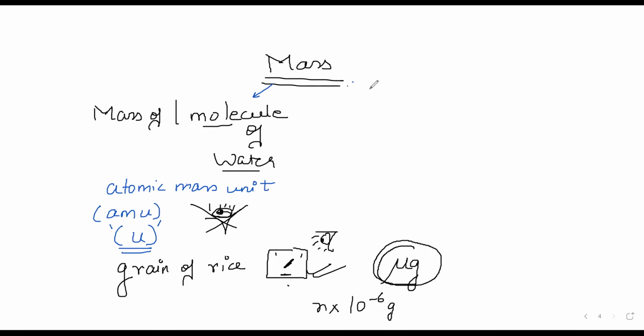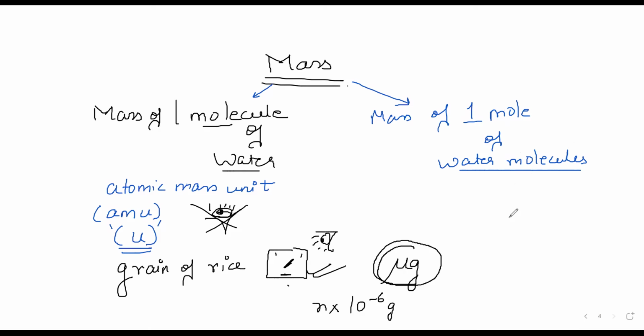And if you start taking the molecules in bulk, bulk in chemistry means mole. So if I write mass of 1 mole of water molecules, then the mass that we are going to deal with is in grams.